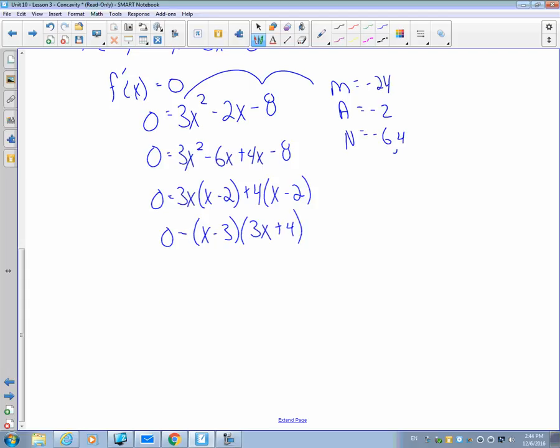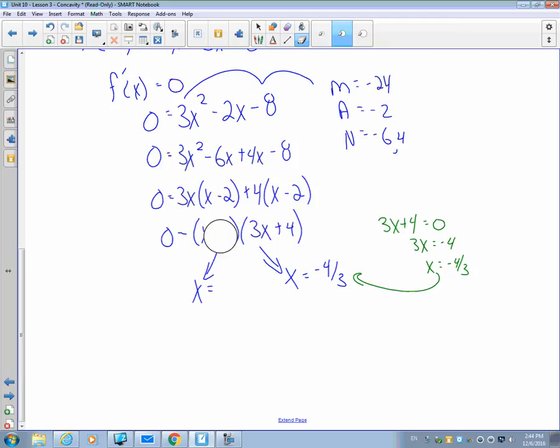3x plus 4 times x minus 2 equals 0. And our zeros are x equals 2 and x equals negative 4/3. And if you're not sure about that one, we take our bracket, we make it equal 0, and then we solve it. Okay, so we know that at 2, oh sorry, I want to put a 3 in there. Sorry, that's a 2. And negative 4/3, we have a max or min.